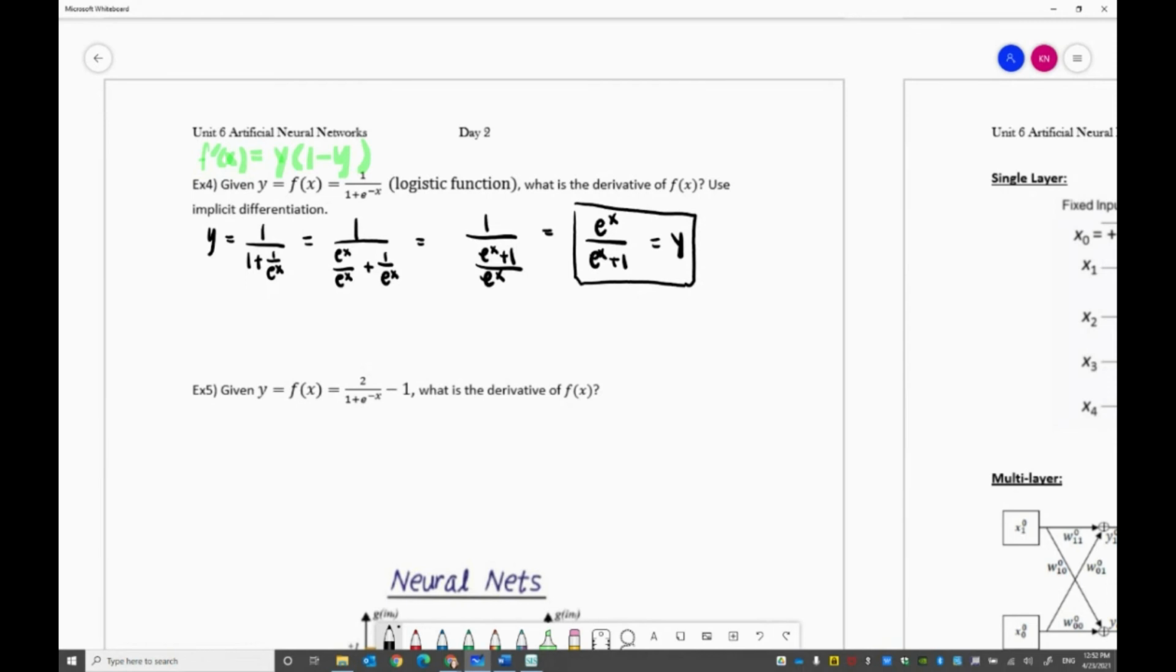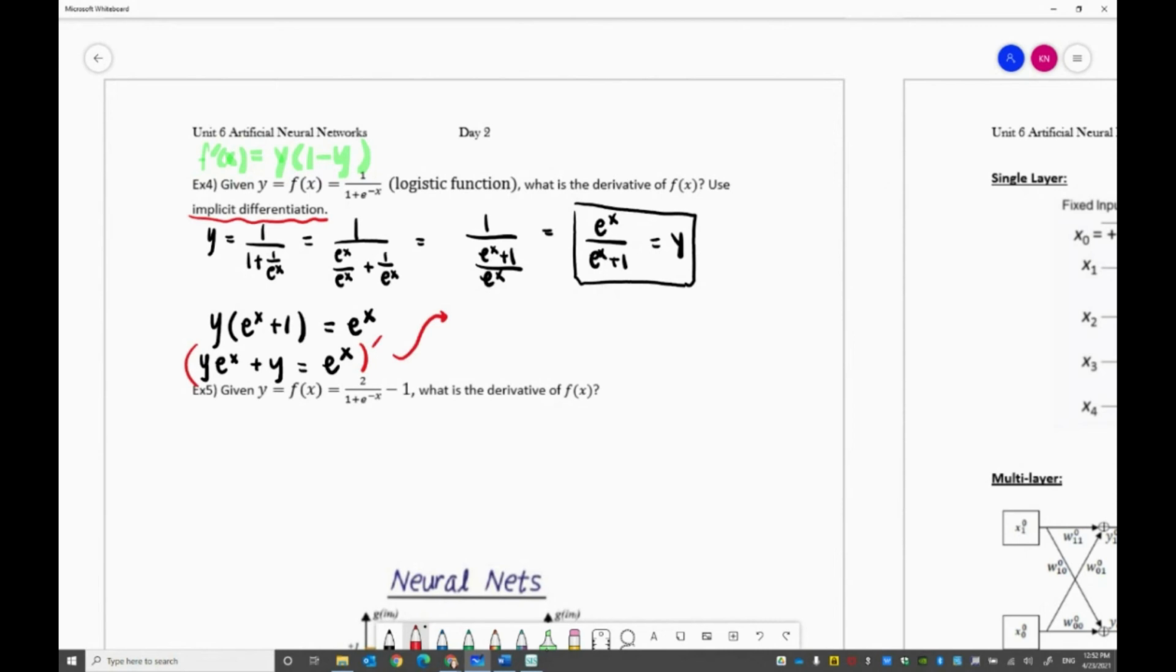Then when I prime this, differentiate, I don't like fractions, division. So I'm going to multiply both sides by e to the x plus 1. So one side will be y times e to the x plus 1 equals e to the x. I don't like parentheses, so I'm going to distribute y: y e to the x plus y equals e to the x. After that, I'm going to differentiate.